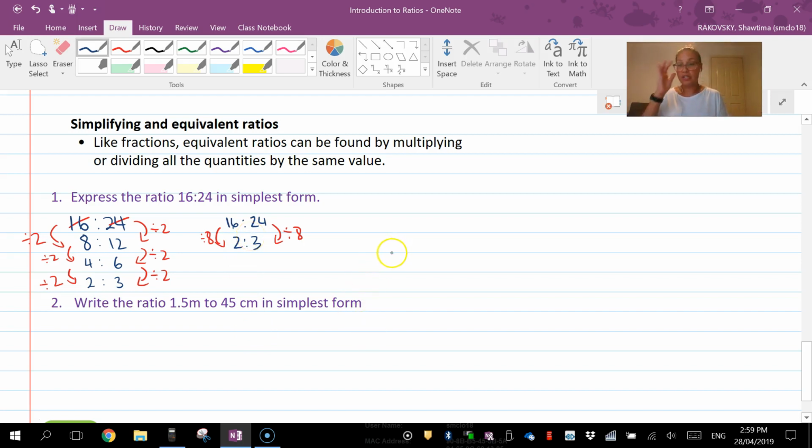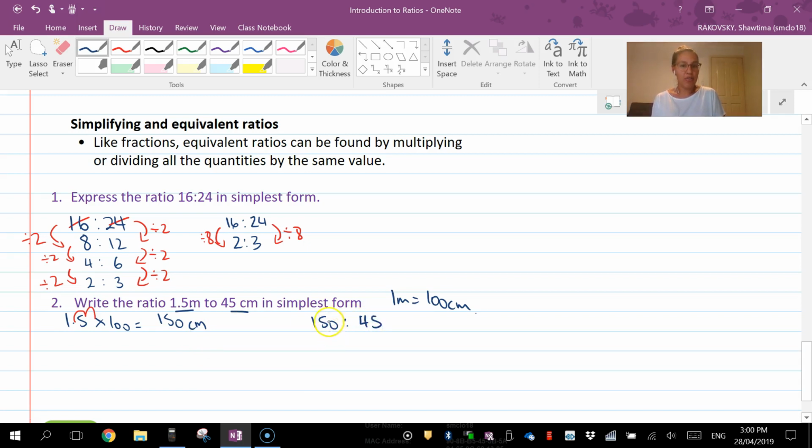So again, when you simplify your ratios, if you've been given units, you need to make sure those values are in the same units. I can see that this is meters and centimeters. I'm going to convert this one to centimeters because it's going to give me a whole number. So 1 meter equals 100 centimeters, so I multiply this number by 100, moving the decimal 2 places. That gives us 150 centimeters. Now I can write them as a ratio, 150 to 45.